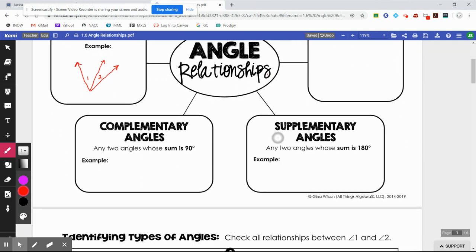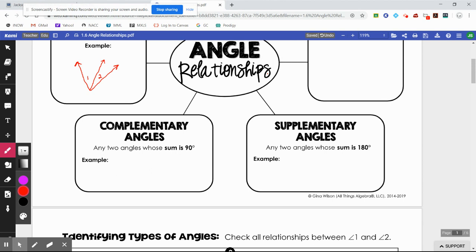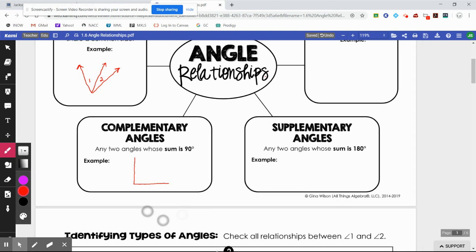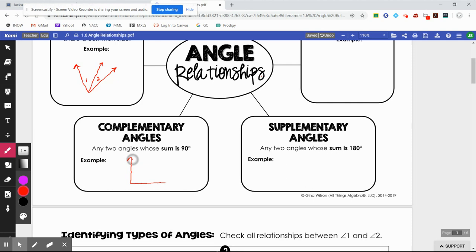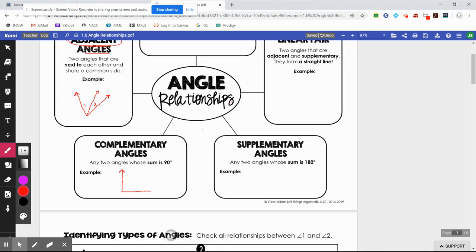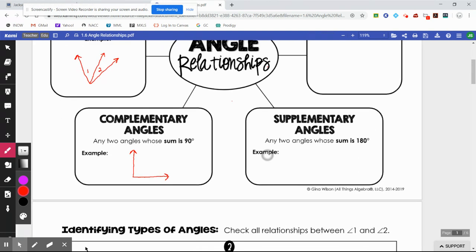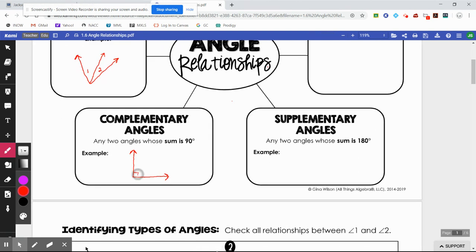Next up, a special type of adjacent angle, complementary angles, we're going to draw. Two angles are complementary if they add up, they have a total of 90 degrees. So I'm trying to draw here what a 90-degree angle would look like. A 90-degree angle, we know, is what's referred to as a right angle. So I'm going to put a box in here. This is a right angle. And complementary angles are any two angles that add up to 90 or have a sum of 90.